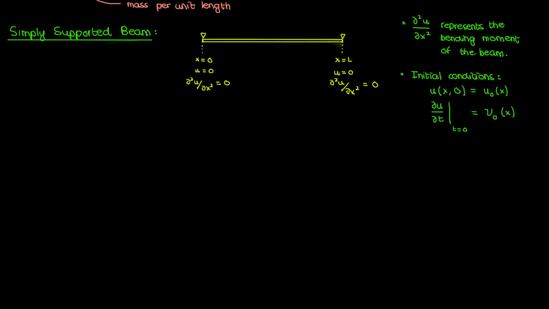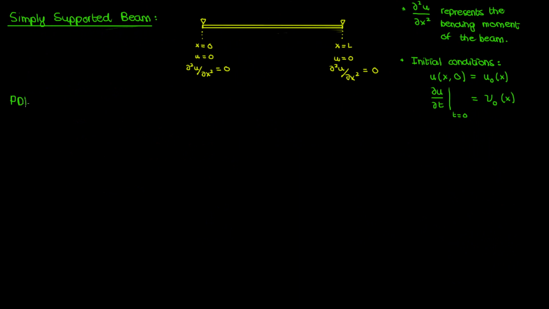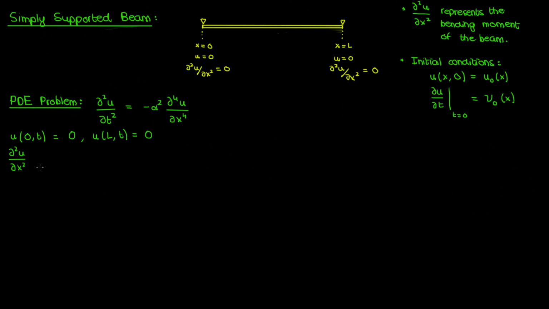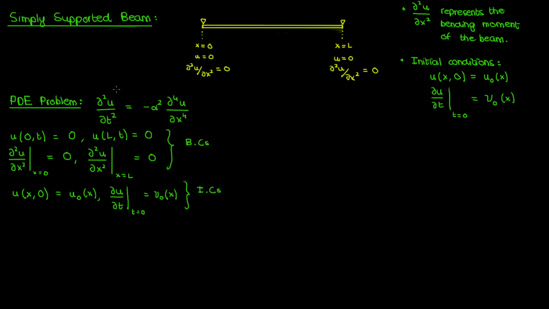So if we put all this together, here's what our PDE problem looks like for the simply supported vibrating beam. I've got a fourth-order PDE governing the oscillations of a thin vibrating beam, 4 boundary conditions because the PDE is fourth order in x, and 2 initial conditions because the PDE is second order in time.